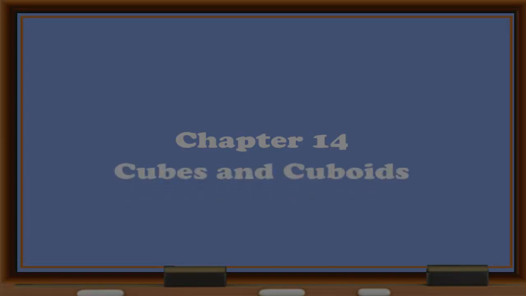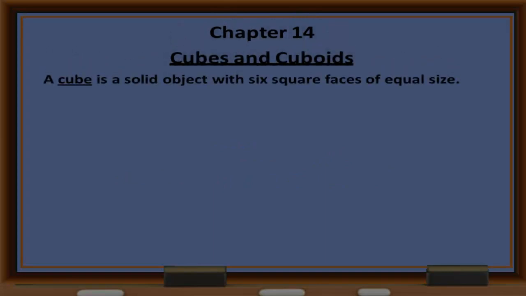Cubes and cuboids. A cube is a solid object with 6 square faces of equal size. This is called a cube. It has 6 faces and the faces are equal in size.